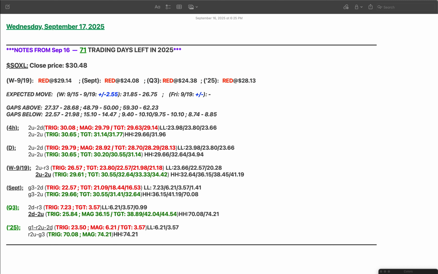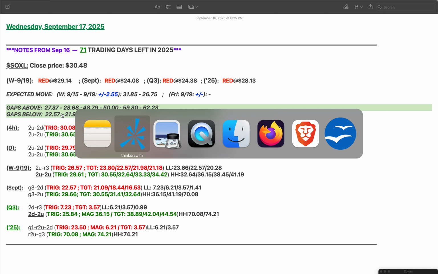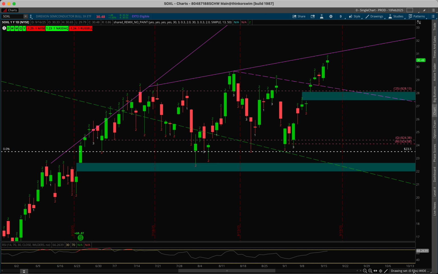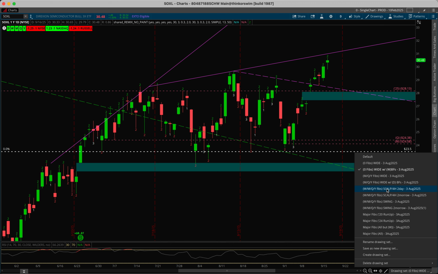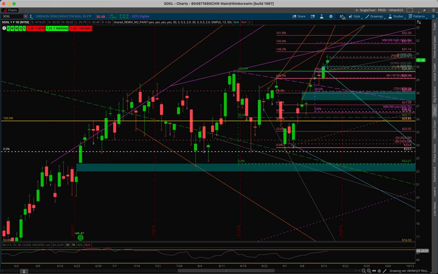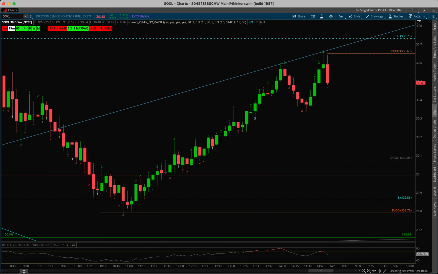We've got our market makers' expected move for the week, which is that $2.55 move, giving us a range of 31.85 and 26.75. We know what our gaps above and gaps below are. And then for our triggers and targets, we know what the intradays are, right? You're just using the opening print, overnight high, overnight low, previous day high, and previous day low. So if we just look at this, let's go to like a 5-minute chart, right?